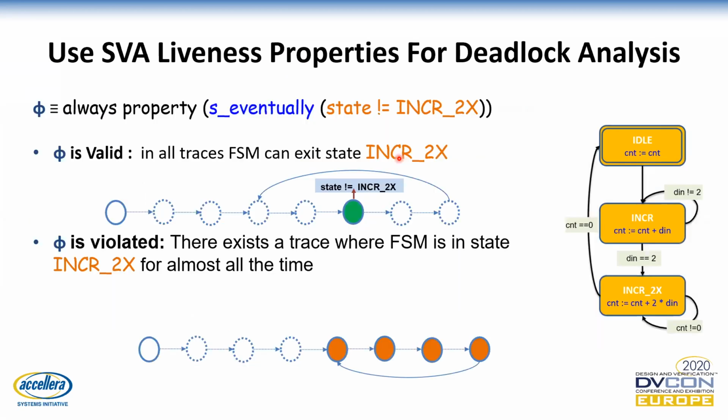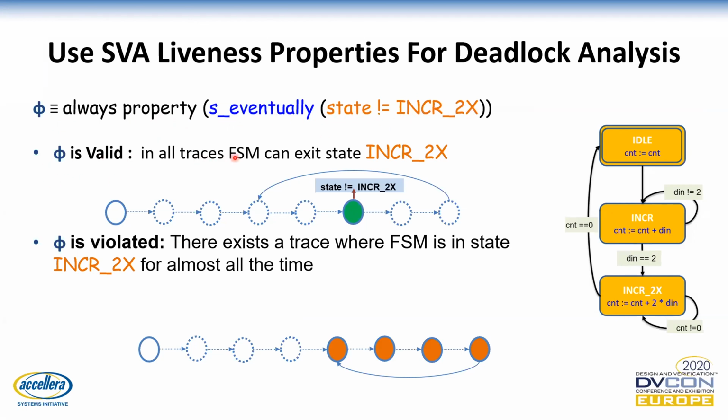Now, let's move to liveness property. And I will continue to use the same FSM here. I want to check that this incremental to X state is not a deadlock state. It means I have to prove that at any time there is a time point in the future where the FSM will be not in the state incremental to X. This is expressed with this System Verilog assertion, always as eventually state different from incremental to X.